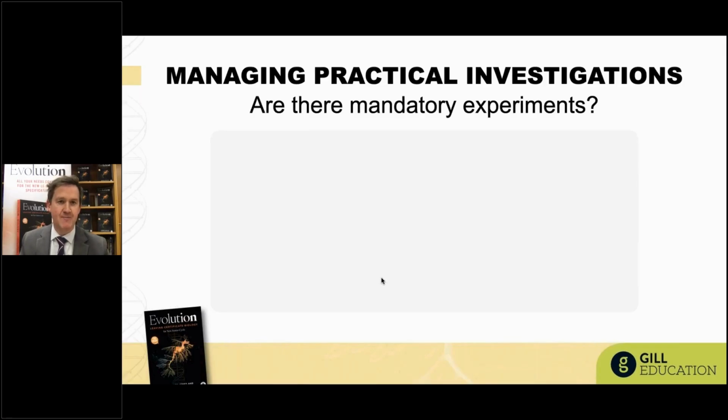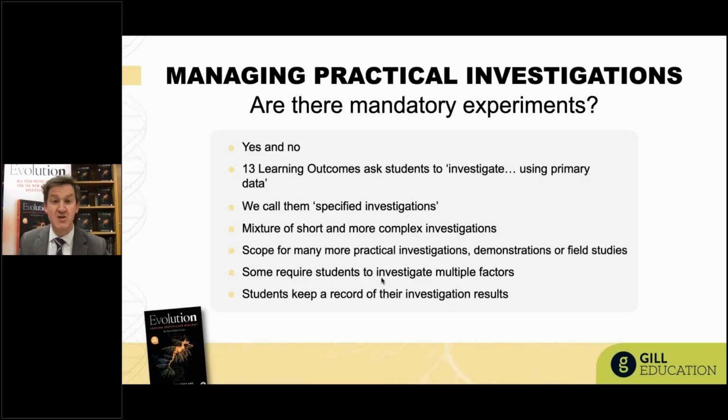In terms of managing practical investigations, the most common question I've got so far is, are there mandatory practicals? And the answer is not very clear. It's yes and no. There's no official list of mandatory investigations, and I think they were very keen to not provide that term. But what they have done is they provide 13 learning outcomes with the action verb investigate in it, or certainly investigate using primary data. So the students have to investigate and they have to gather their own primary data.